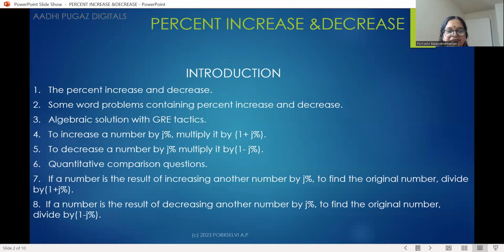At the end of the class, we are going to discuss that if a number is the result of increasing another number by some percentage, then to find the original number, we need to divide by 1 plus the percentage. Like that, if a number is the result of decreasing another number by some percentage, to find the original number, we need to divide by 1 minus that percentage.